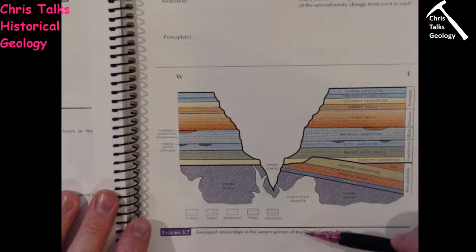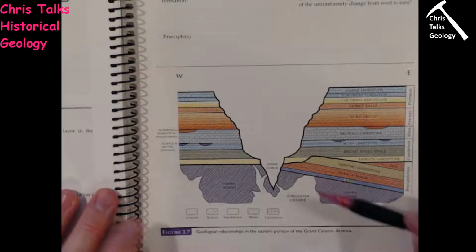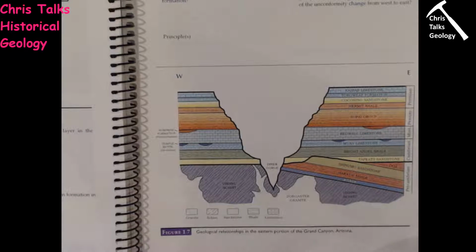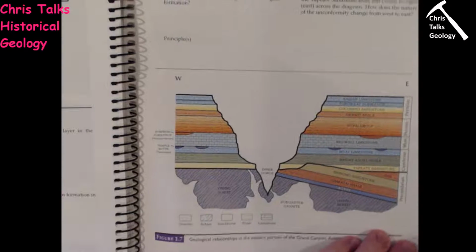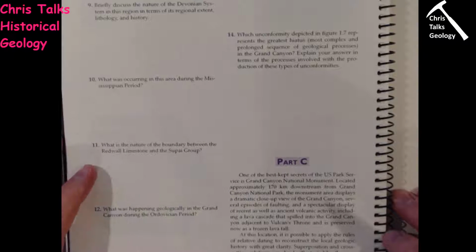That's going to tell you, this is this old, what's the difference between the two in terms of their age? It'll tell you, for instance, this unconformity here, this layer of rock is this old, this layer of rock is this old, what's the difference in age? What's missing in terms of geologic time? And you're going to try and find the unconformity that has the most missing geologic time.